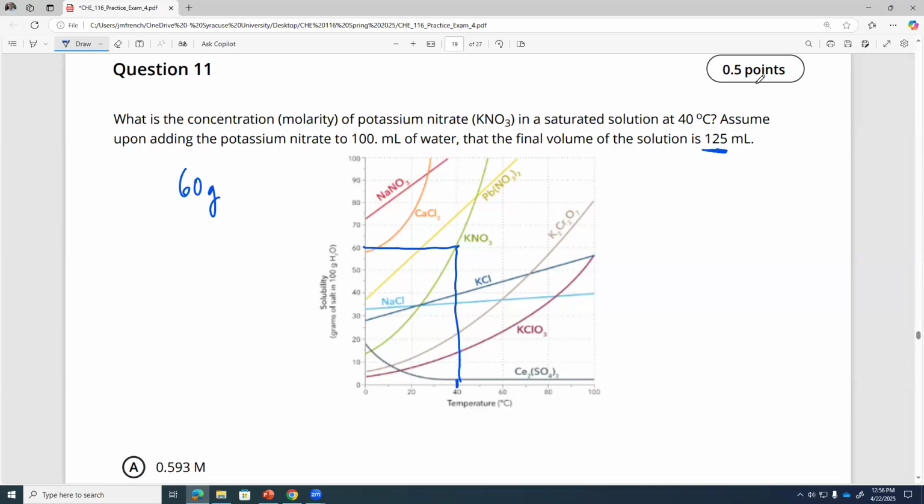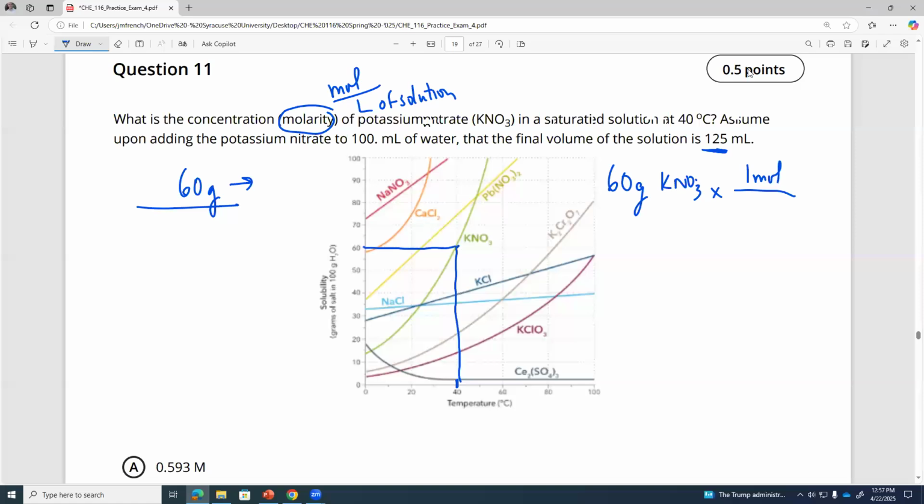So we've got 60 grams in for molarity, right? Molarity is moles per liter of solution, right? That's different than molality, where we were looking at kilograms of just the solvent. So we've got to turn grams into moles, and then we can find our molarity. So we've got 60 grams of potassium nitrate, and we know, right, for 1 mole, we have to have 101 grams. That's the molar mass. So we've got 60 divided by 101, right?